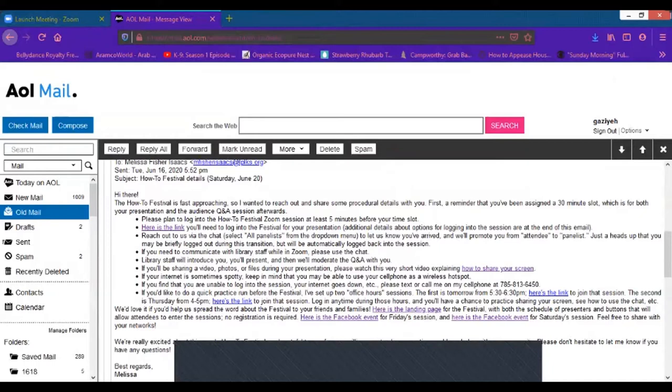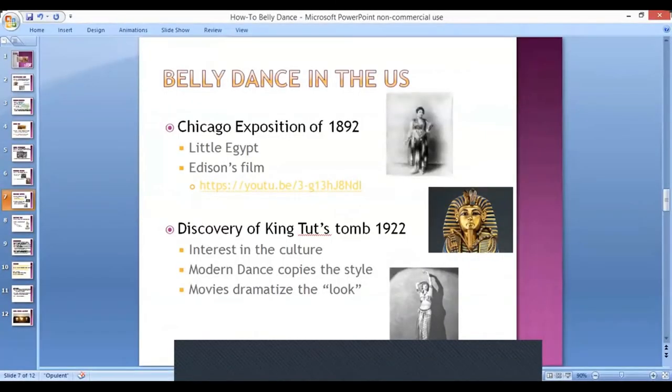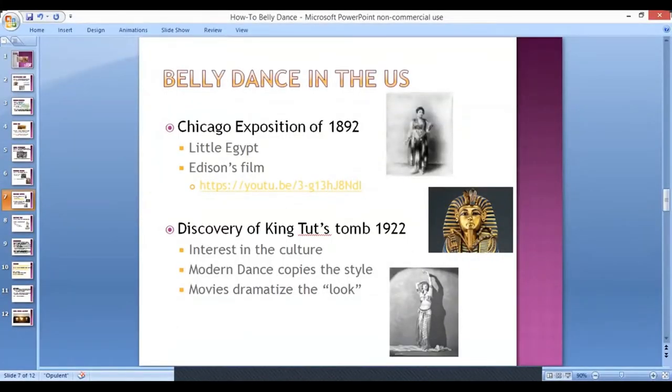The other thing that got people in America excited about belly dance was the discovery of King Tut's tomb in 1922. We're still seeing your computer screen as opposed to your PowerPoint. Oops. Is it unpaused? It says it's paused. Resume share. How about now? Looks good now. All right.